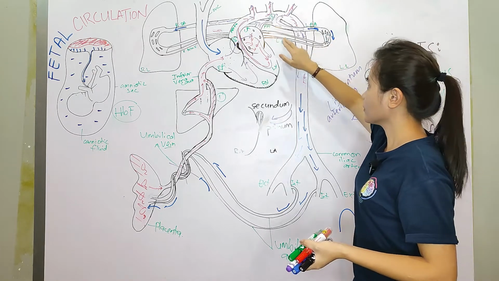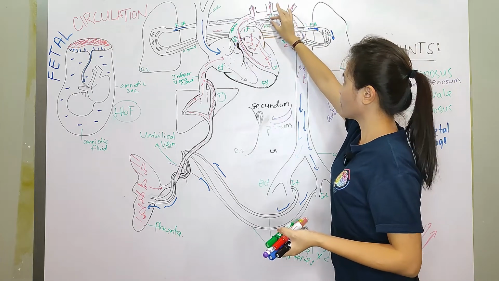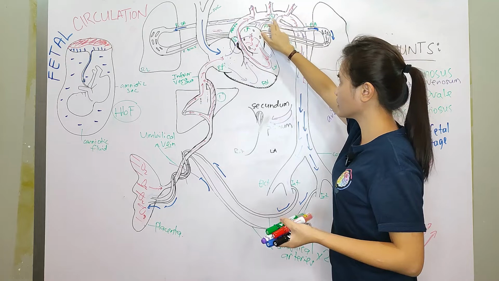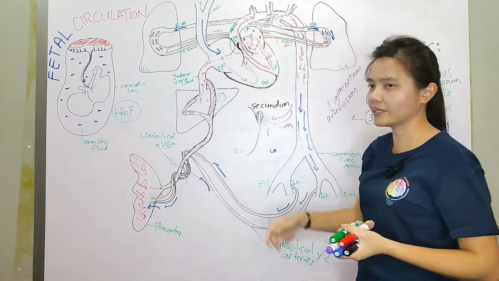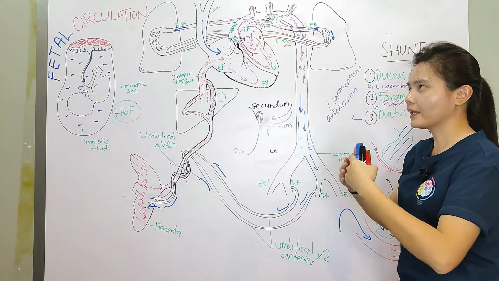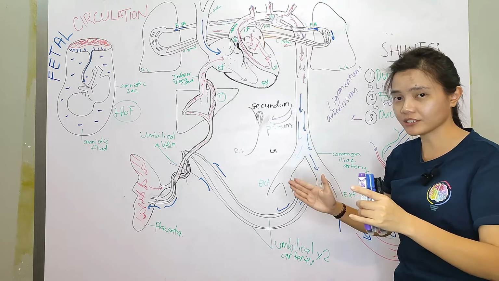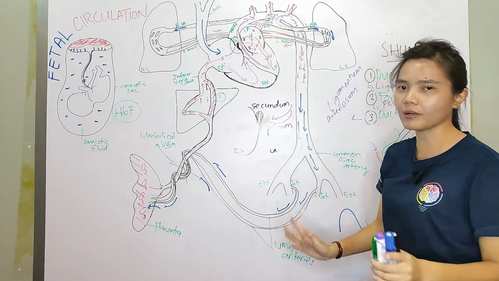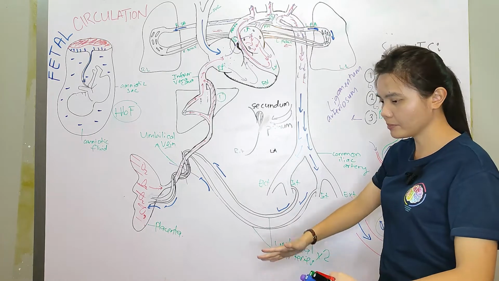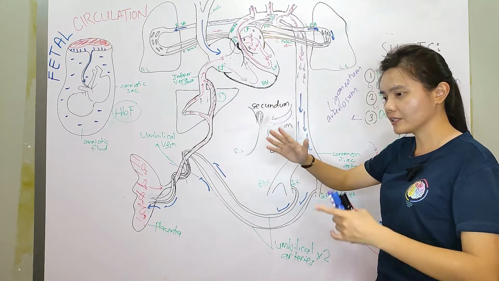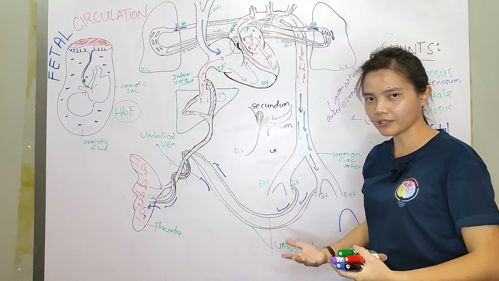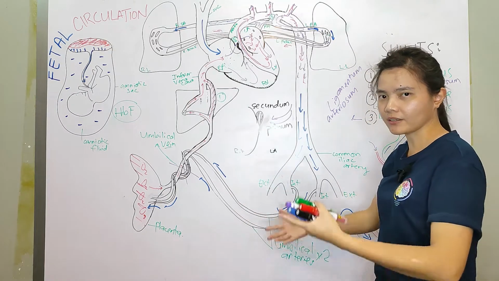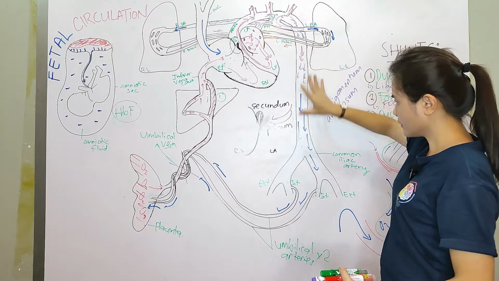right? So the closure of the ductus arteriosus and foramen ovale actually allows the separation of oxygenated blood and deoxygenated blood. So there will be no mixture of blood now, right? Because the baby needs to grow, so they need highly oxygenated blood to be supplied to all the cells and the organs. All right.